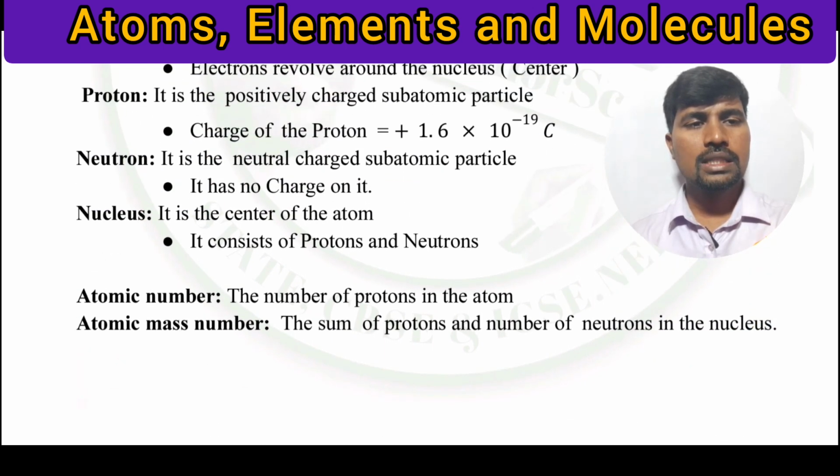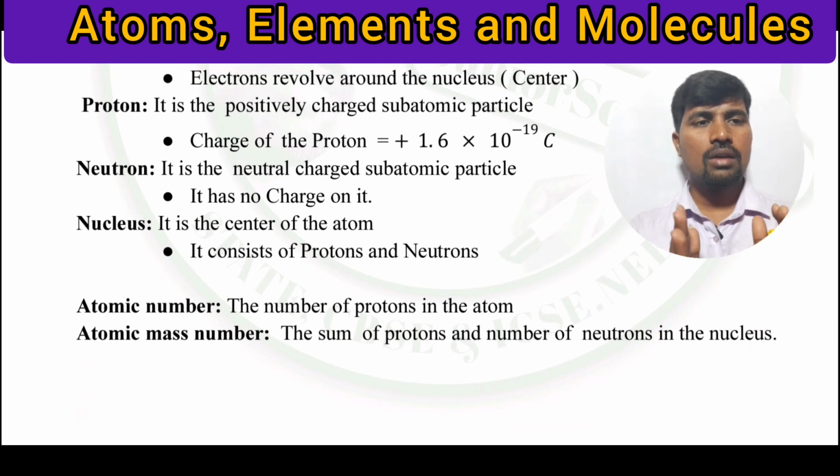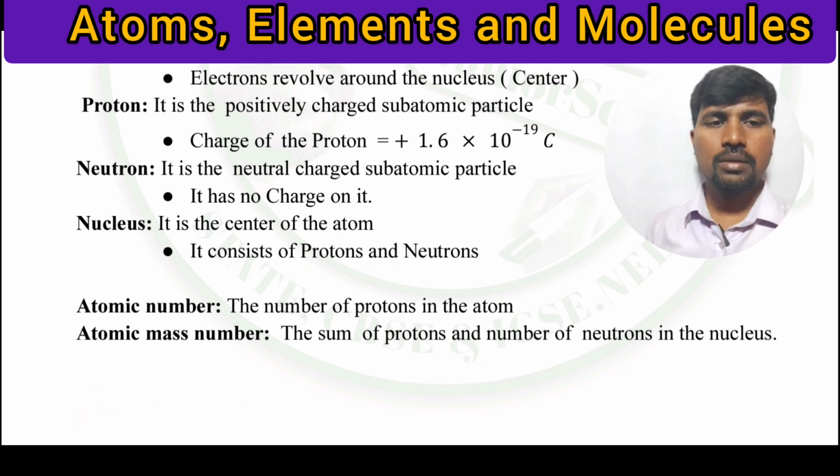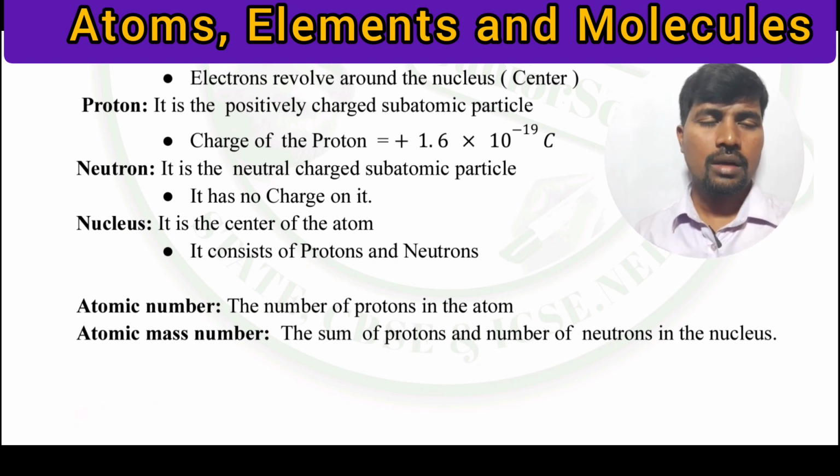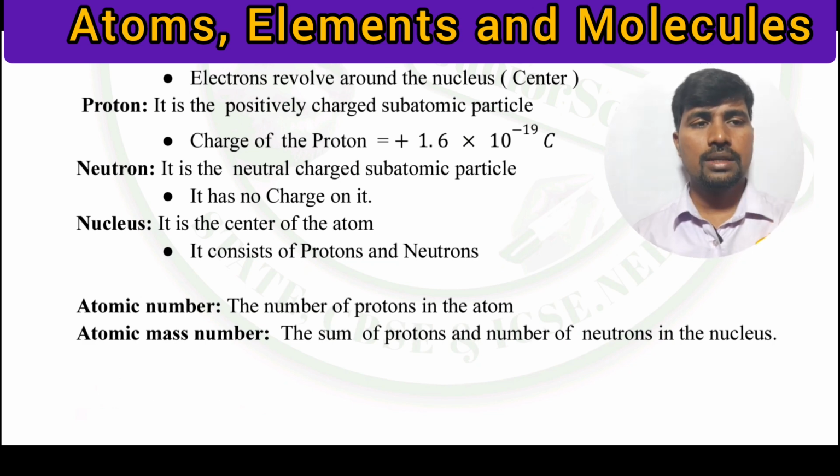Okay. Mass number is nothing but the sum of protons plus neutrons. It is the sum of the number of protons and the number of neutrons present in the nucleus.